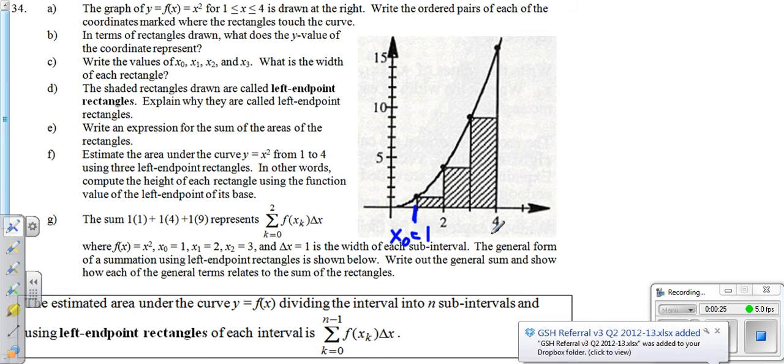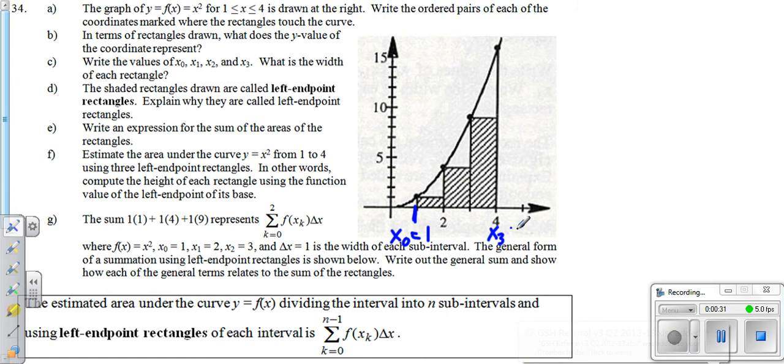Your x sub number of rectangles, in this case 3, always correlates to the end of your interval, which in this case is 4. We're looking at left endpoint rectangles because the top left corner of your rectangle touches your curve.